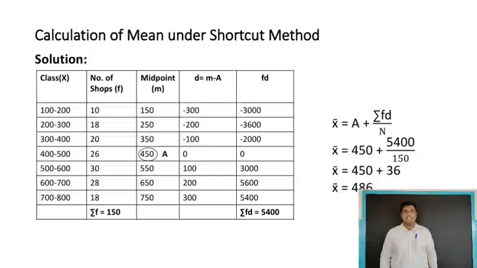So a is what we have assumed, that is 450, plus sigma fd, as we can see in the table, it is 5,400 divided by n, the summation of frequency, that is 150. So 5,400 divided by 150, we get 36. 450 plus 36, it is 486. So even in the shortcut method we get mean as 486.